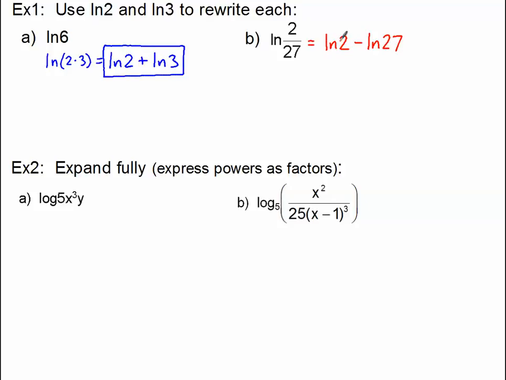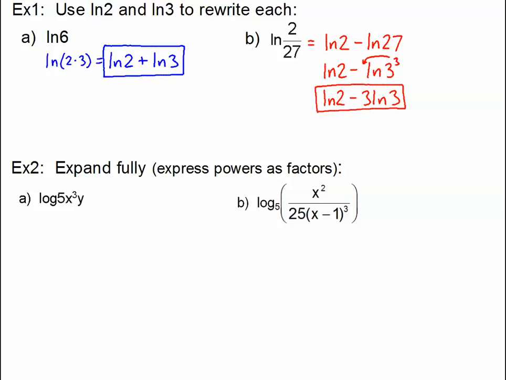This part works according to our rules, but the natural log of 27 now needs to change. I can only use 2's and 3's, and 27 is not just some random number. I know that the 27 is 3 cubed. So I might write this as the natural log of 3 cubed, because then I can use my power property and bring this 3 on outside and write this as the natural log of 2 minus 3 natural log of 3. And that'll do it.